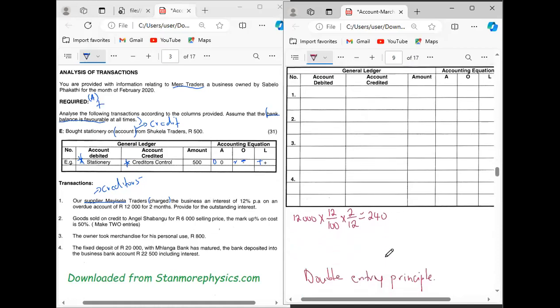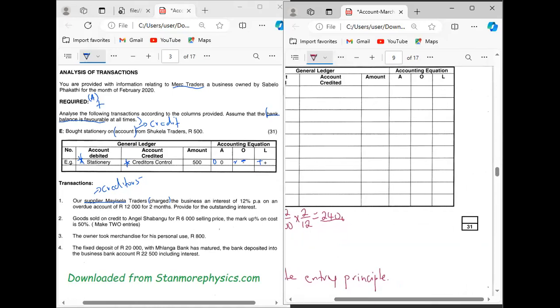And then now, guys, since we were able to calculate the interest that is due, we can start with our double entry principle. So guys, they are charging us an interest. Then we are going to write it as interest expense, or interest on overdue account.